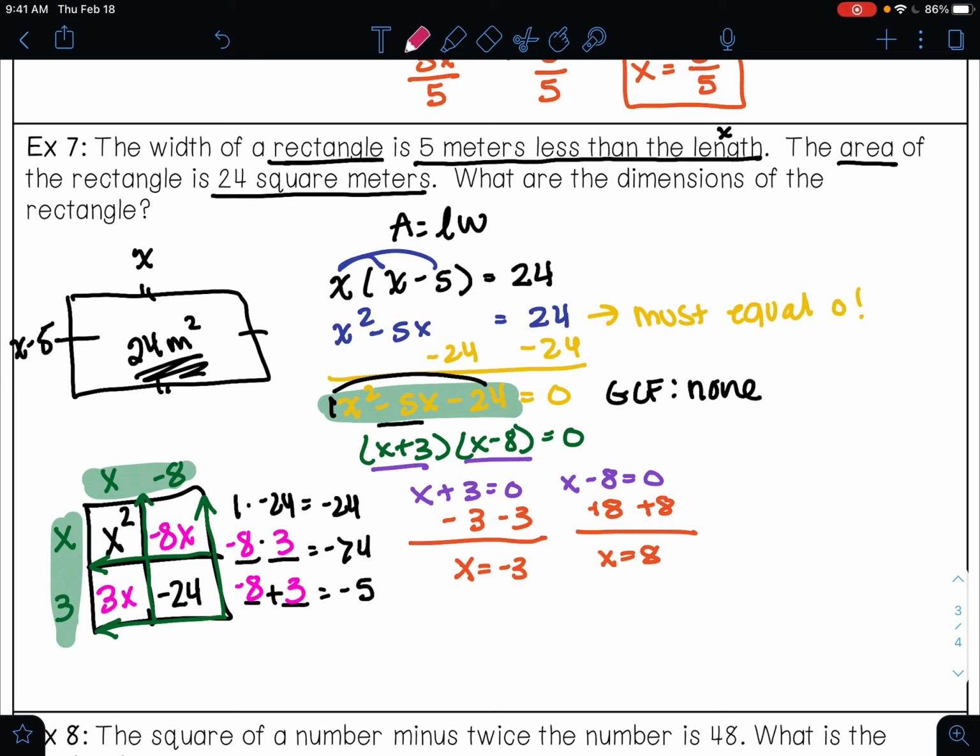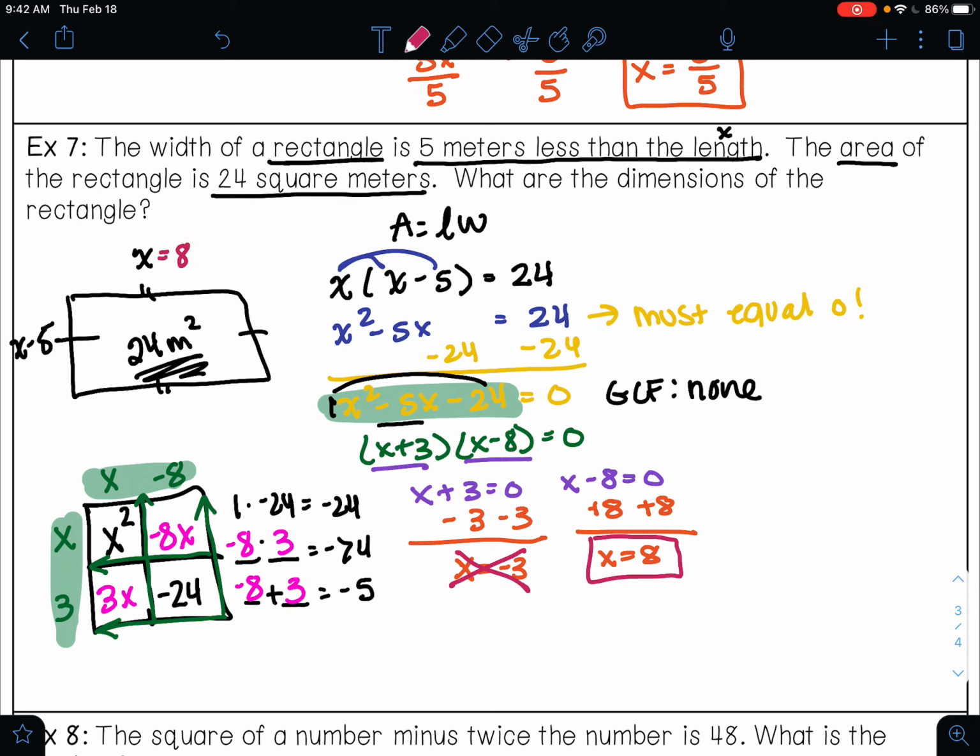And because you cannot have negative length, meaning you can't go to a carpenter and say, hey, can you make me a table that is -3 meters long? They're going to look at you like you're crazy. So because you can't have negative length, x equals -3 is not a viable solution. But x equals 8 is, because I can have a table that is 8 meters long. So x is going to equal 8.